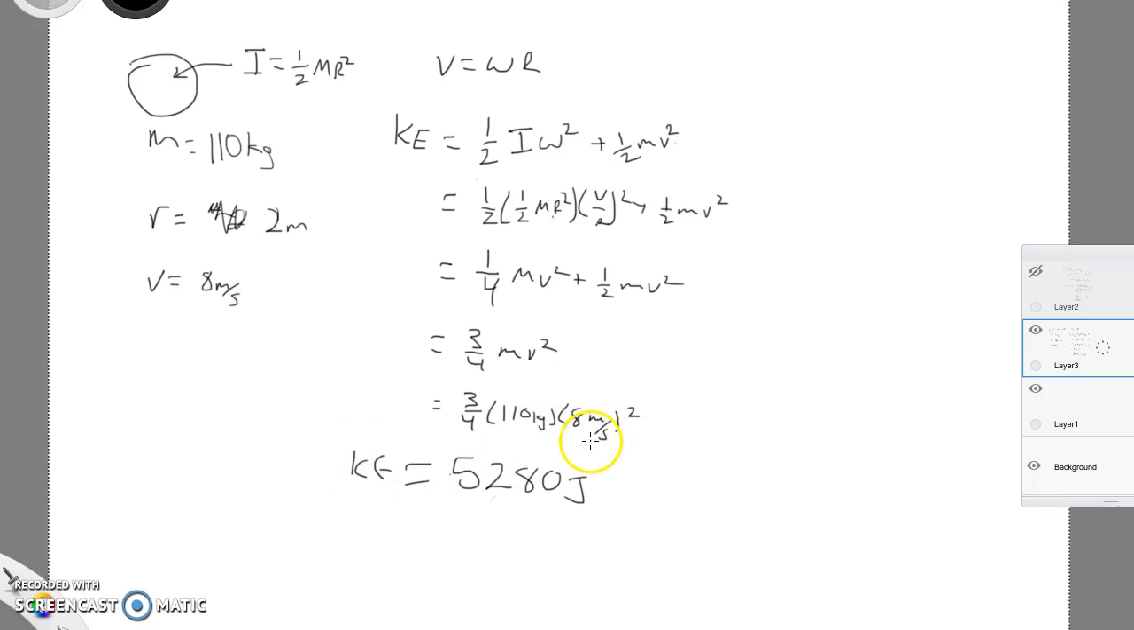It was going about twice as fast as the other ball, but since it had significantly less mass, it has much less kinetic energy, about a third as much energy as the previous one. So there we have the kinetic energy of rolling.